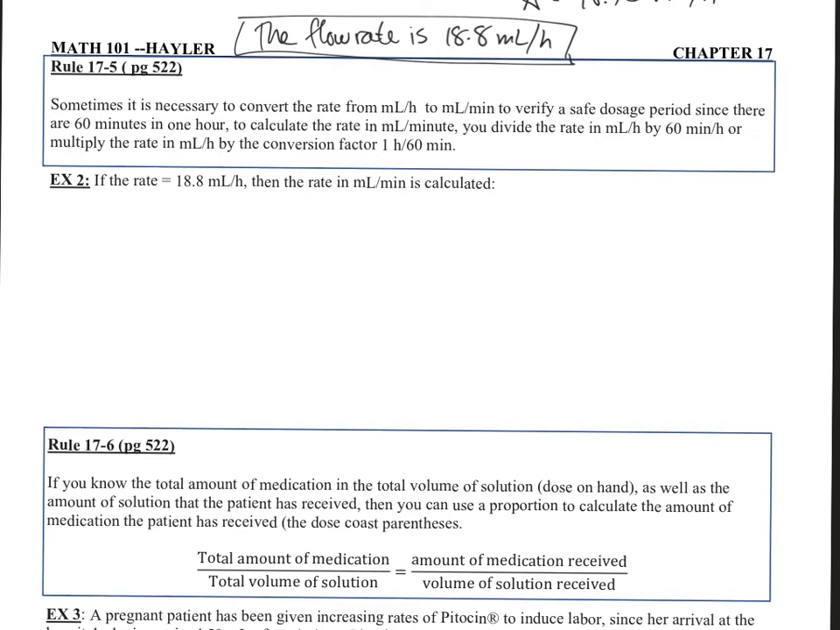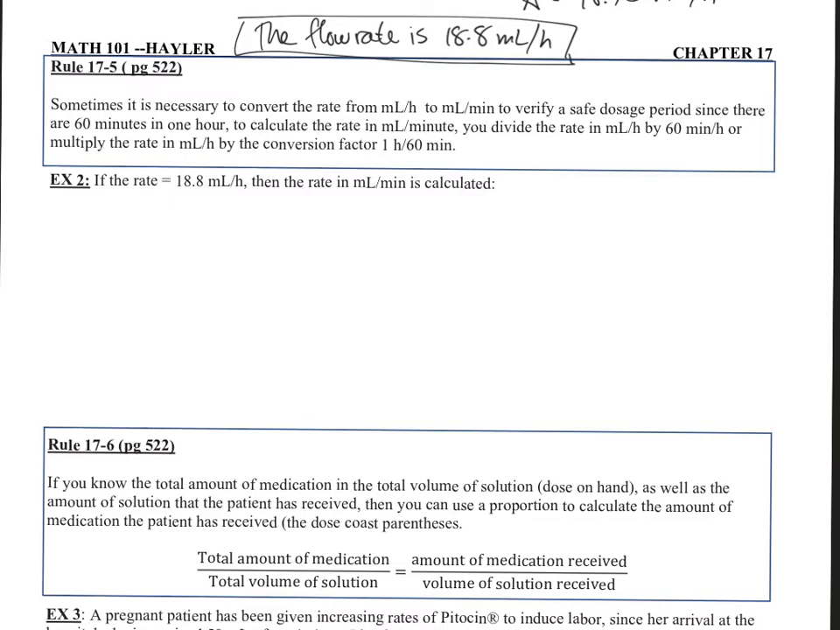Rule 17.5. Sometimes it's necessary to convert the rate from milliliters per hour to milliliters per minute to verify a safe dosage period. Since there are 60 minutes in 1 hour, to calculate the rate in milliliters per minute, you divide the rate in milliliters per hour by 60 minutes per hour, or multiply the rate in milliliters per hour by the conversion factor 1 hour per 60 minutes.